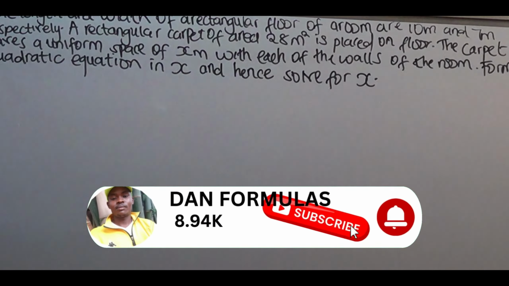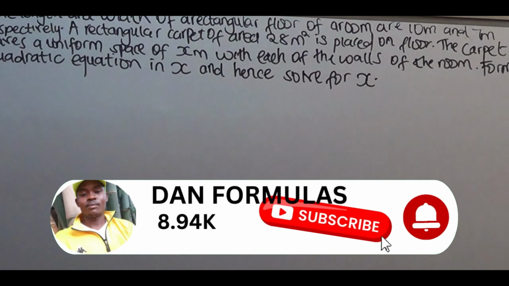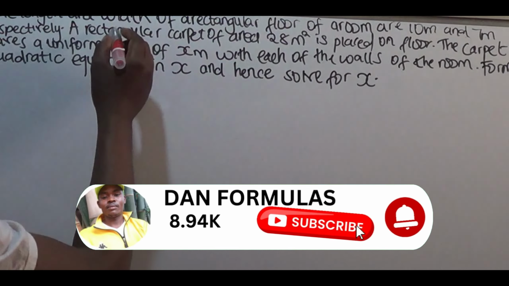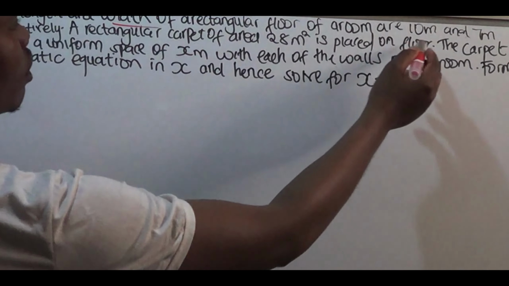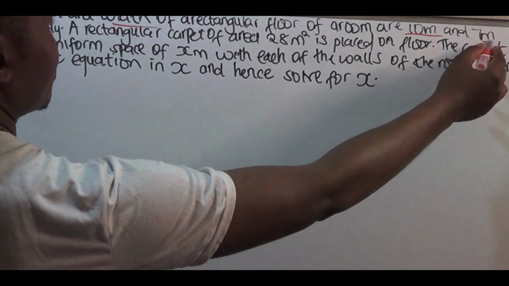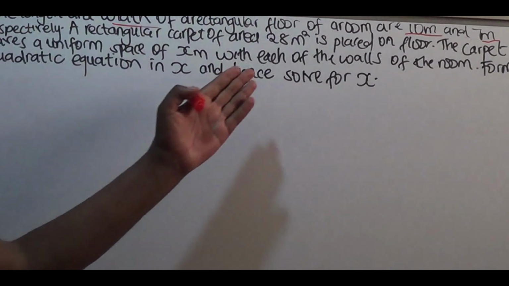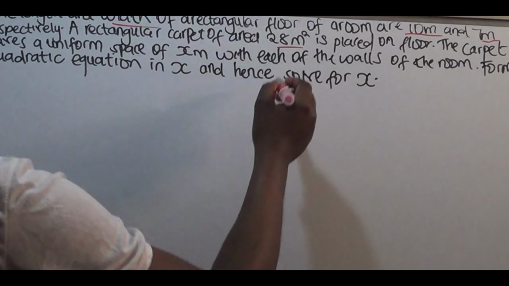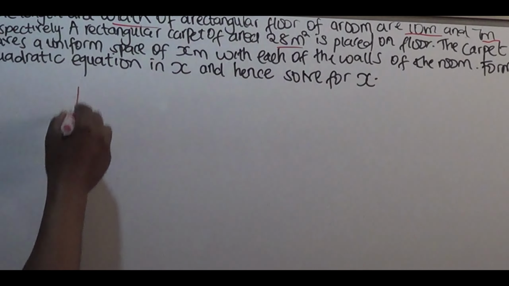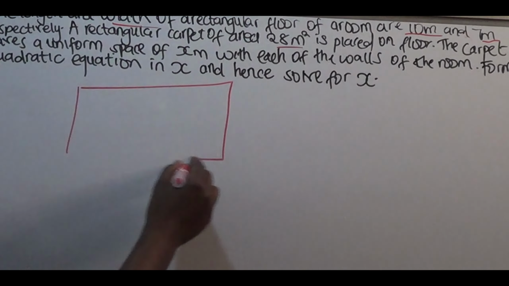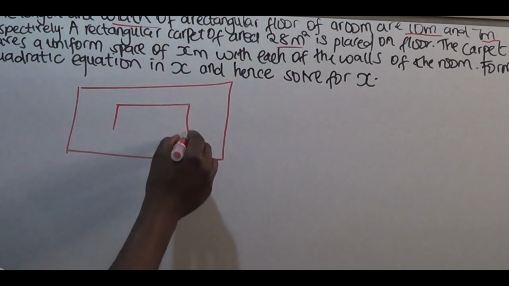So at this question here, we are being told that the length and width of a rectangle of a room is 10 meters and 7 meters respectively. A rectangular carpet of area 28 meters square is placed on a floor. This is now the room and we have the carpet.